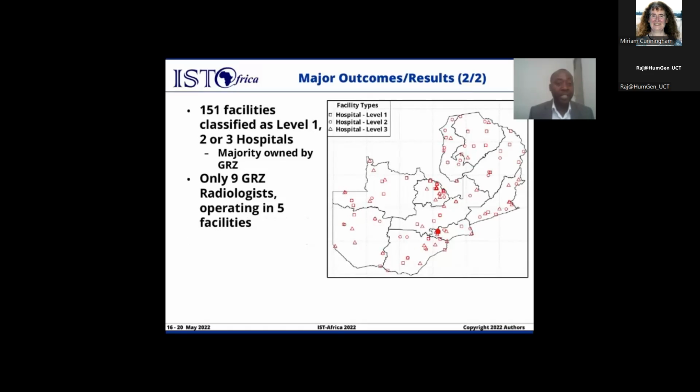It is worth noting that of all these facilities that are available in the country, as of the year 2020, only 9 qualified radiologists practiced in the public sector in Zambia, operating in only 5 facilities across only 3 provinces out of 10 in the country.